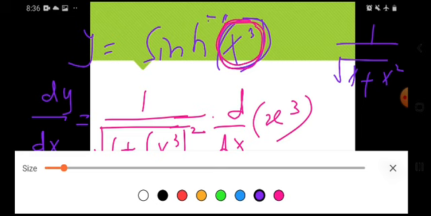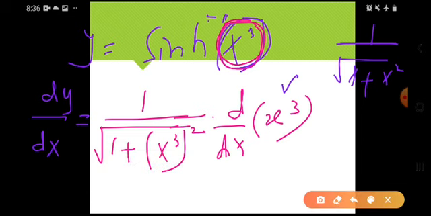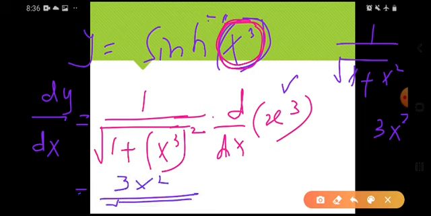Okay, now let us check this out. What is derivative of this x cube? We all know it would be 3x square by power rule, right? So the answer would be 3x square divided by radical of 1 plus x raised to the power 6. How? 3 2s are 6. This is the answer.